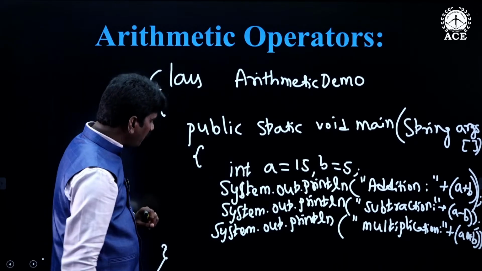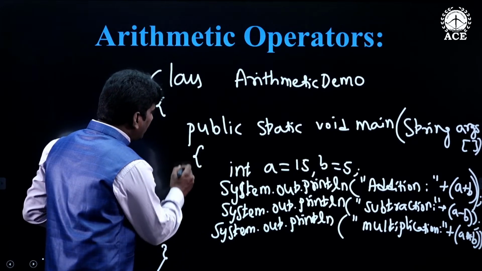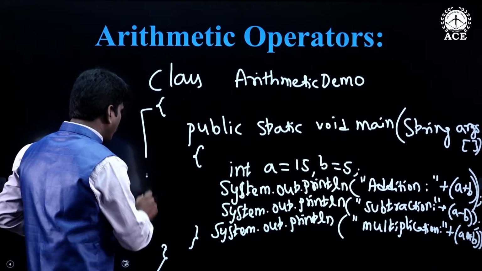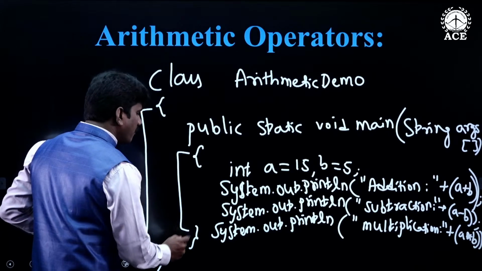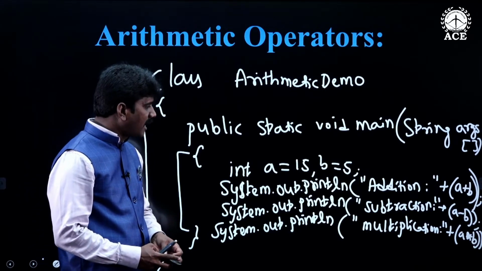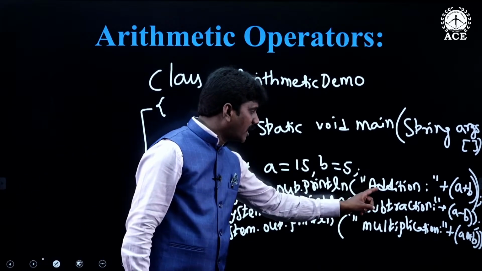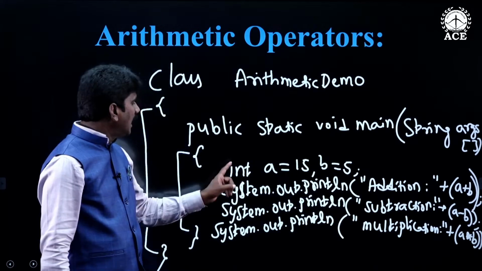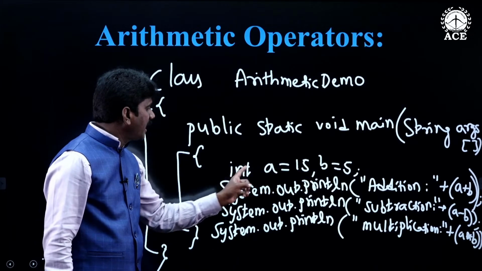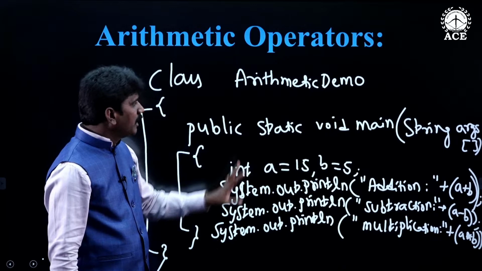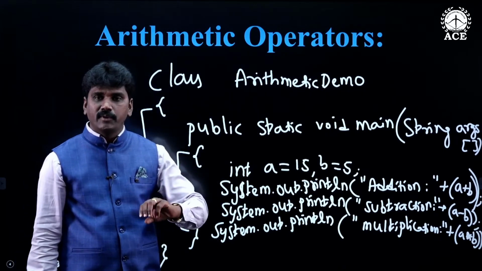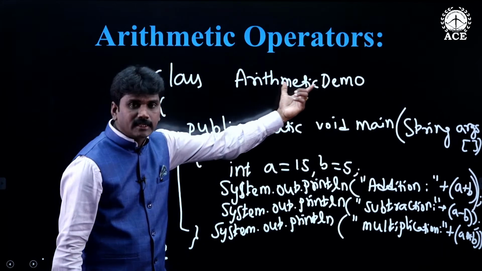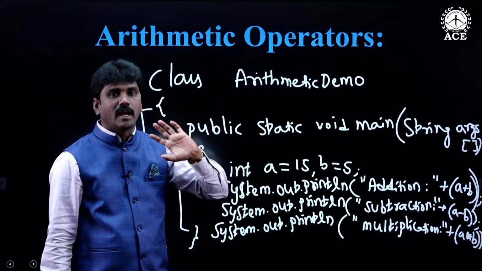So this is the simple program, and the main method is started here. We can close that main method also. It means this is the scope of the class and this is the scope of the main method. Inside this, I have taken statements for addition, subtraction and multiplication, along with the variable declaration a is equal to 15 and b is equal to 5. If we save this program, what is the preferable name to save? The preferable name is ArithmeticDemo.java. With that name we have to save.